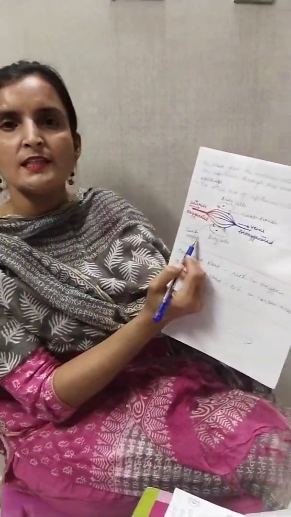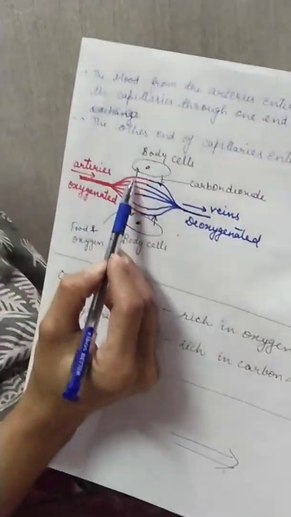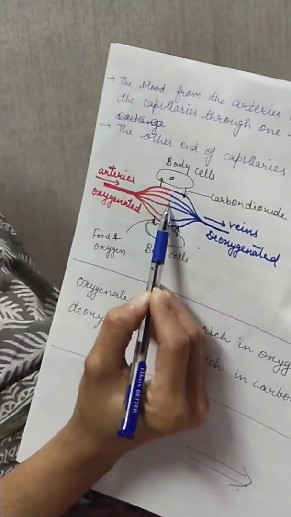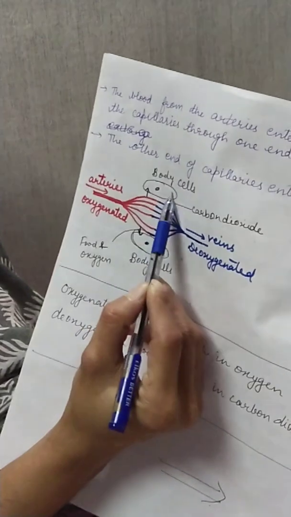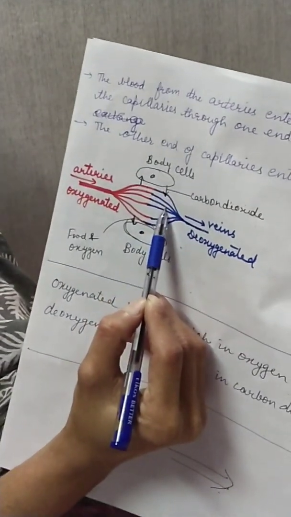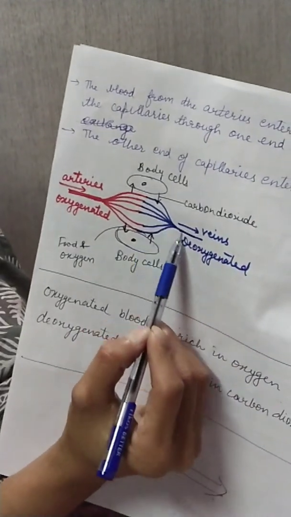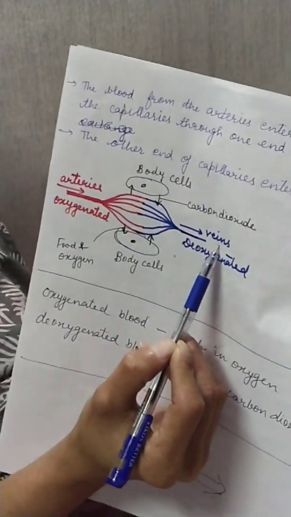The diagram showed that food and oxygen from the arteries diffuse into the body cells, and the carbon dioxide from the body cells diffuses into the capillaries, which is then removed in the form of deoxygenated blood through veins. Later we discussed the structure of the heart.